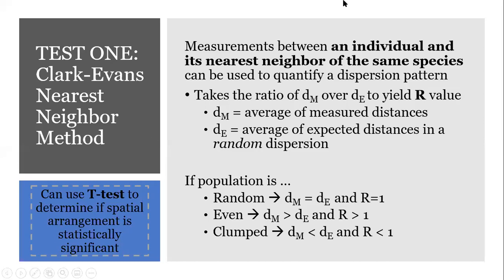Well, we're actually going to do 3 different tests, the first of which is called the Clark-Evans nearest neighbor method. It will take measurements between an individual and its nearest neighbor of the same species in order to find out what dispersion pattern it displays. It's going to come up with an R value, and that's going to be tested statistically using a t-test to see if the arrangement is either one of these 3.